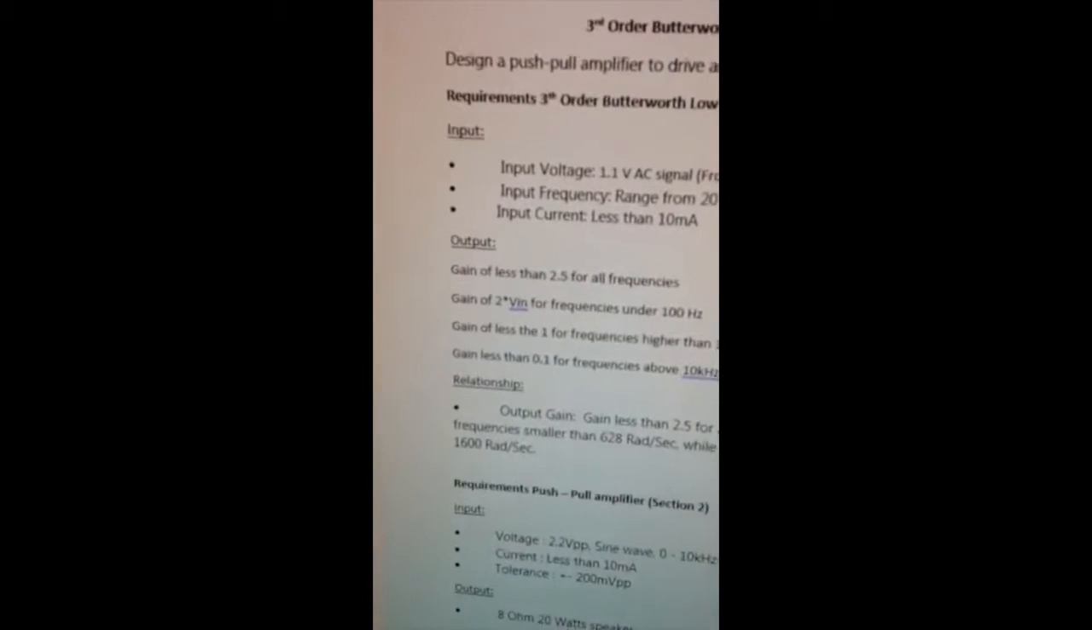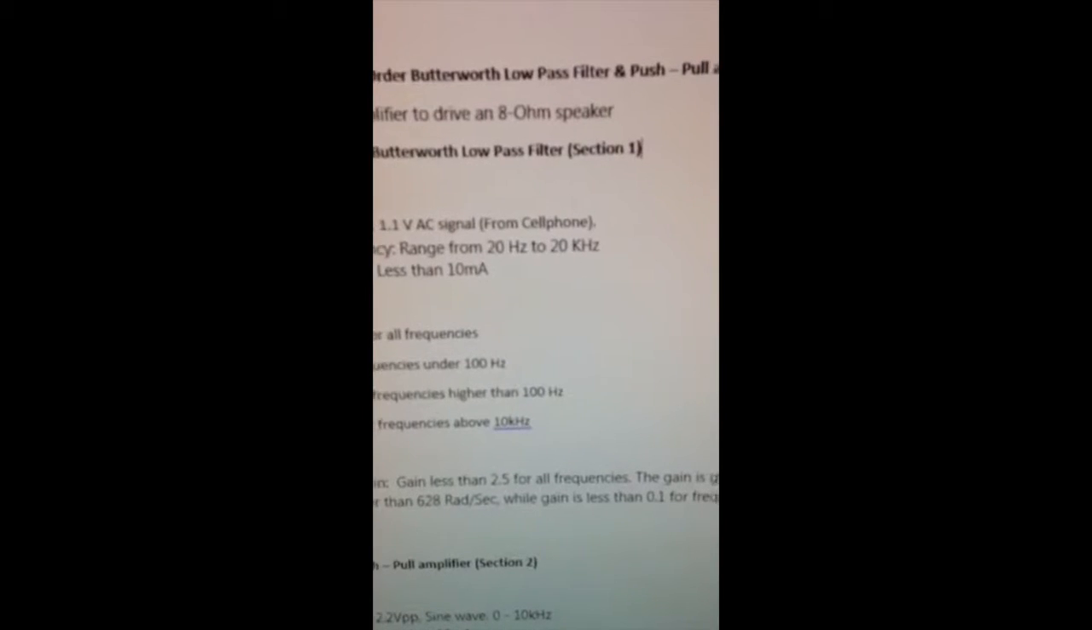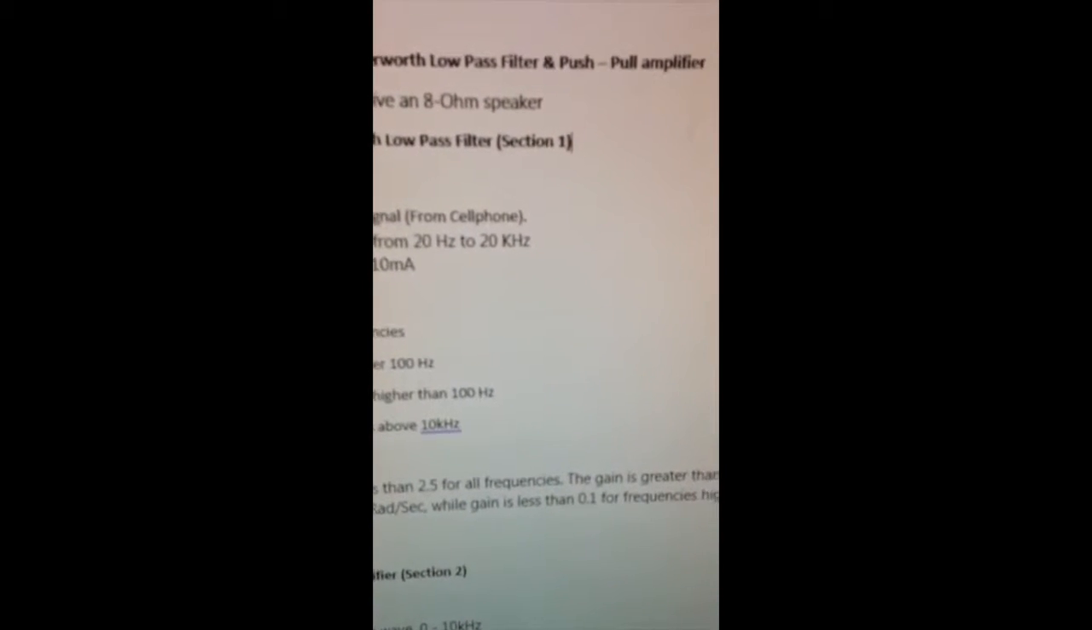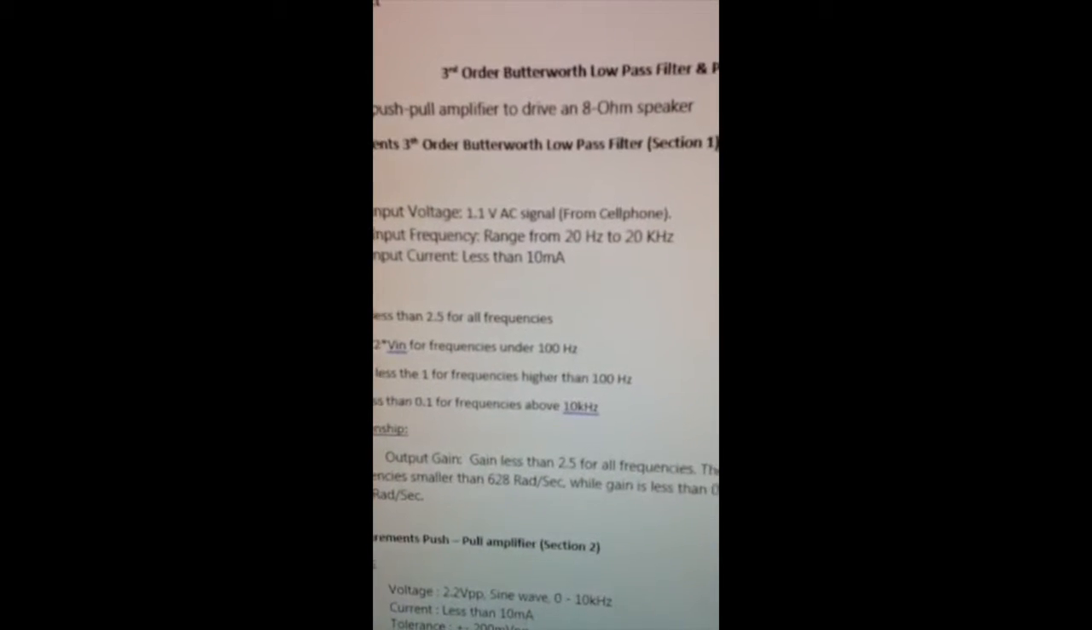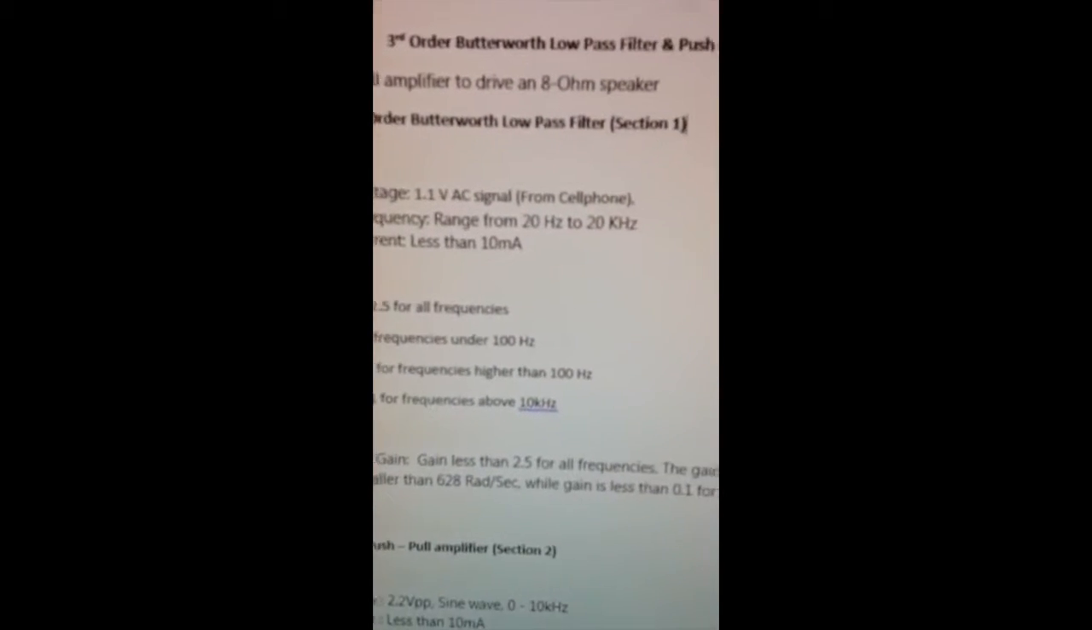Let's see. Our relationship is the output gain. Gain is less than 2.5 for all frequencies, and the gain is greater than 1.0 for frequencies smaller than 620 rads per second, while gain is less than 0.1 for frequencies higher than 1600 rads per second.